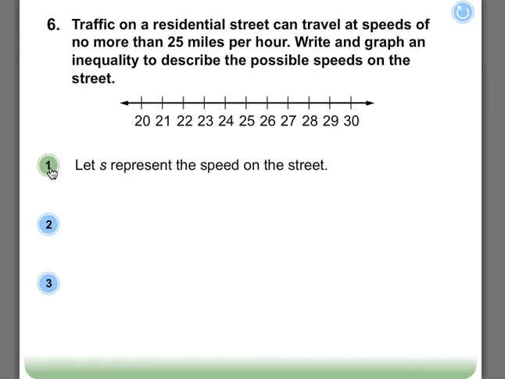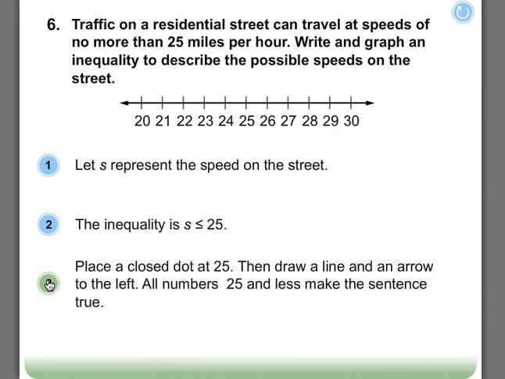We're going to let S represent the speed on the street, and the inequality then is S is less than or equal to 25. So we place a closed dot at 25 and then draw a line and an arrow to the left because you should only go slower than 25. All numbers 25 and less make the sentence true.